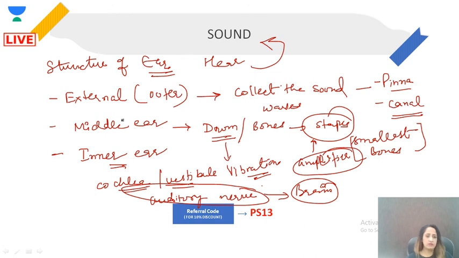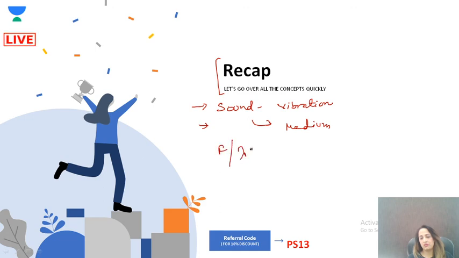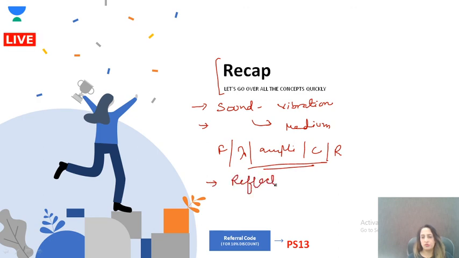Okay, so quickly we have covered everything related to sound, and let's do a quick recap of what we have learned. We have learned that sound is produced by vibration. We have learned that sound needs a medium to travel. We have learned what is frequency, wavelength, amplitude, compression and rarefactions. Okay, and then we talked about how sound waves also get reflected. We talked about the hearing range, 20 to 20,000 hertz.